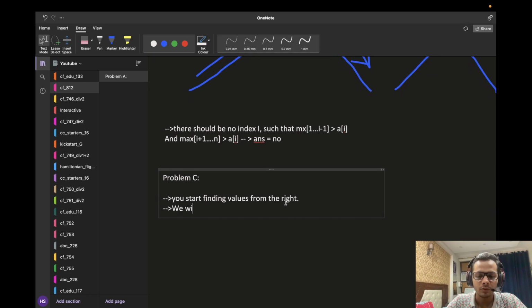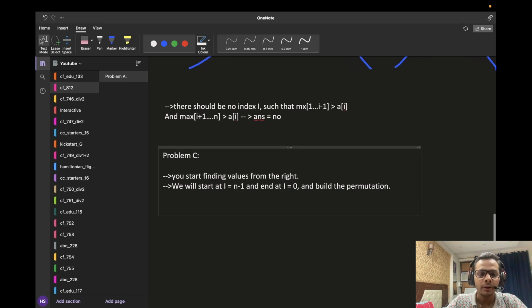So we will start at I equals n and end at I equals 1, I mean n minus 1 and 0, and build the permutation. Okay, so this is what we are going to do. Now let's see how we can do that.